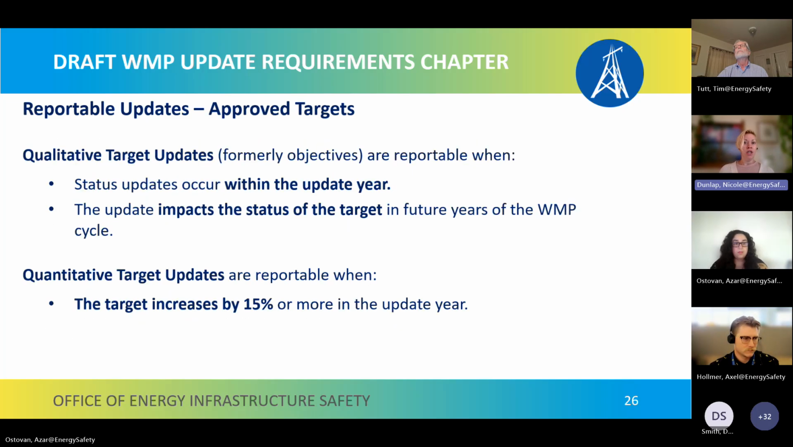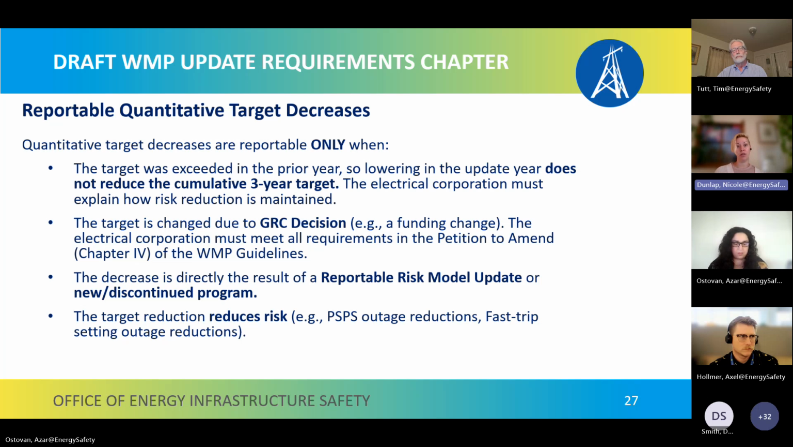Next slide, thank you. So qualitative targets, previously known as objectives, these updates are reportable when the electrical corporation has a status update for that qualitative target, and the status update is occurring in the update year or a future year of the WMP cycle. Quantitative targets are reportable when the electrical corporation anticipates a 15% or greater increase in that update year. Note that target decreases are allowed only in certain circumstances, which we'll talk about now.